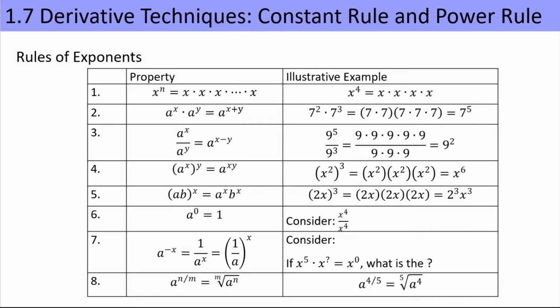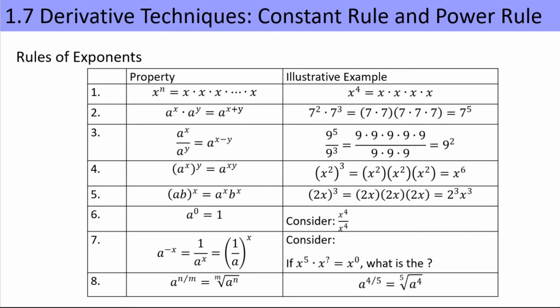Let's look at rule number 7. A to the power of negative x is defined as 1 over a to the x, which is also equal to the quantity 1 over a, to the x. It is important to note that the negative in the exponent never changes the sign of the number. And you might want to consider if you have x to the 5th times x to some power, and that equals 0, what should that power be?